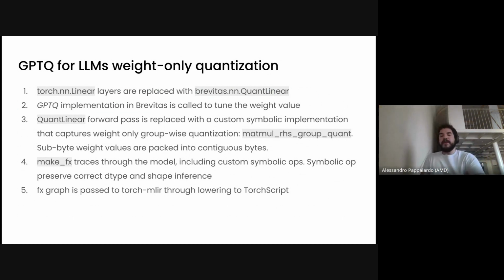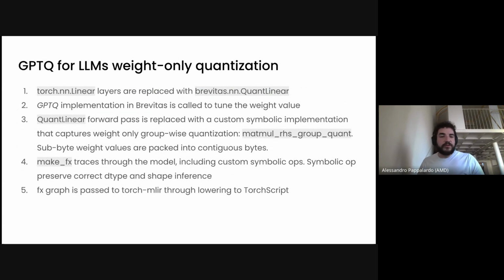And we are using MakeFX to perform a tracing, which is, as far as I understand, the suggested approach to do things currently in Torch-MLIR. And MakeFX, as part of its tracing process, at some point it's going to encounter the symbolic op on the forward pass of quant-linear, and it's going to preserve that as part of the export trace. And then this generated FX graph can be passed to Torch-MLIR, and currently that is internally by lowering to TorchScript.